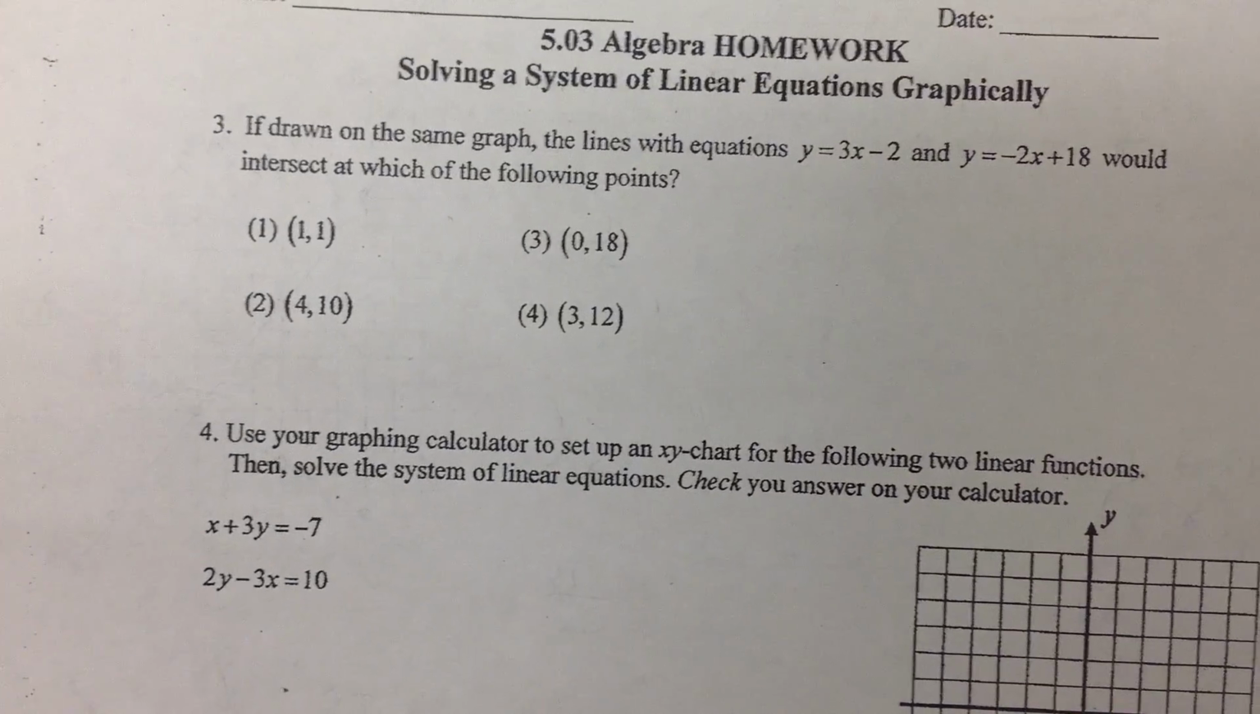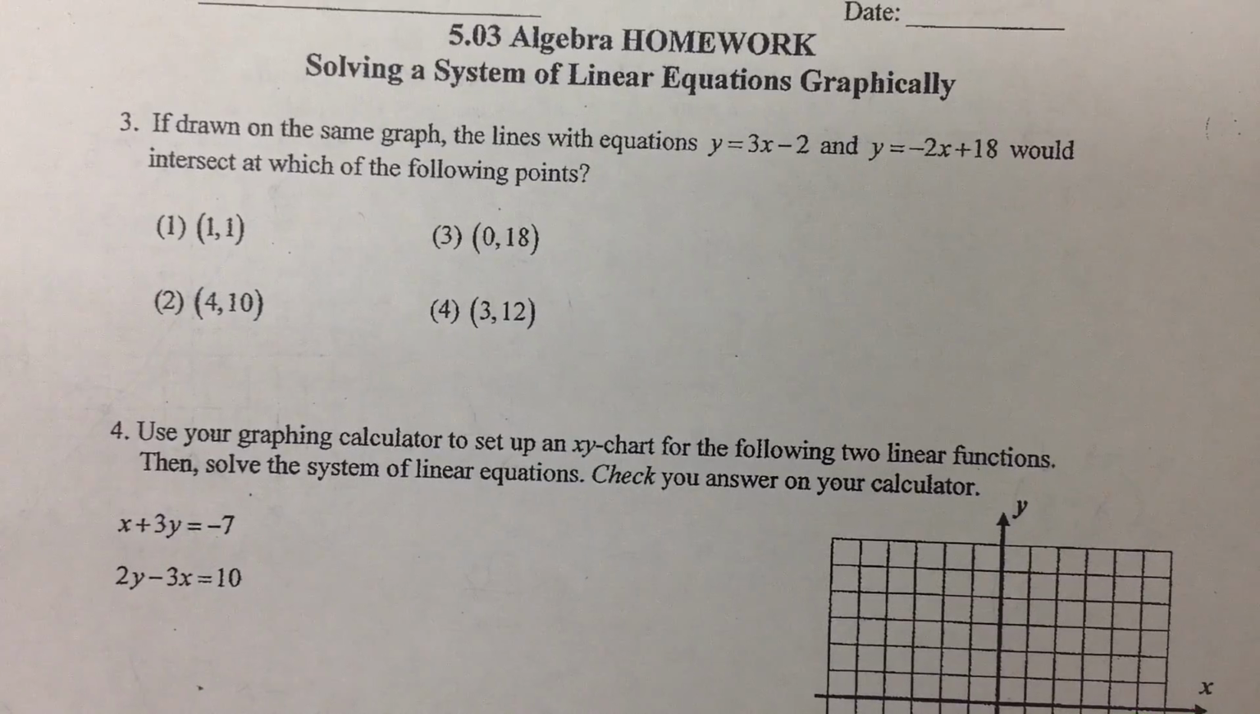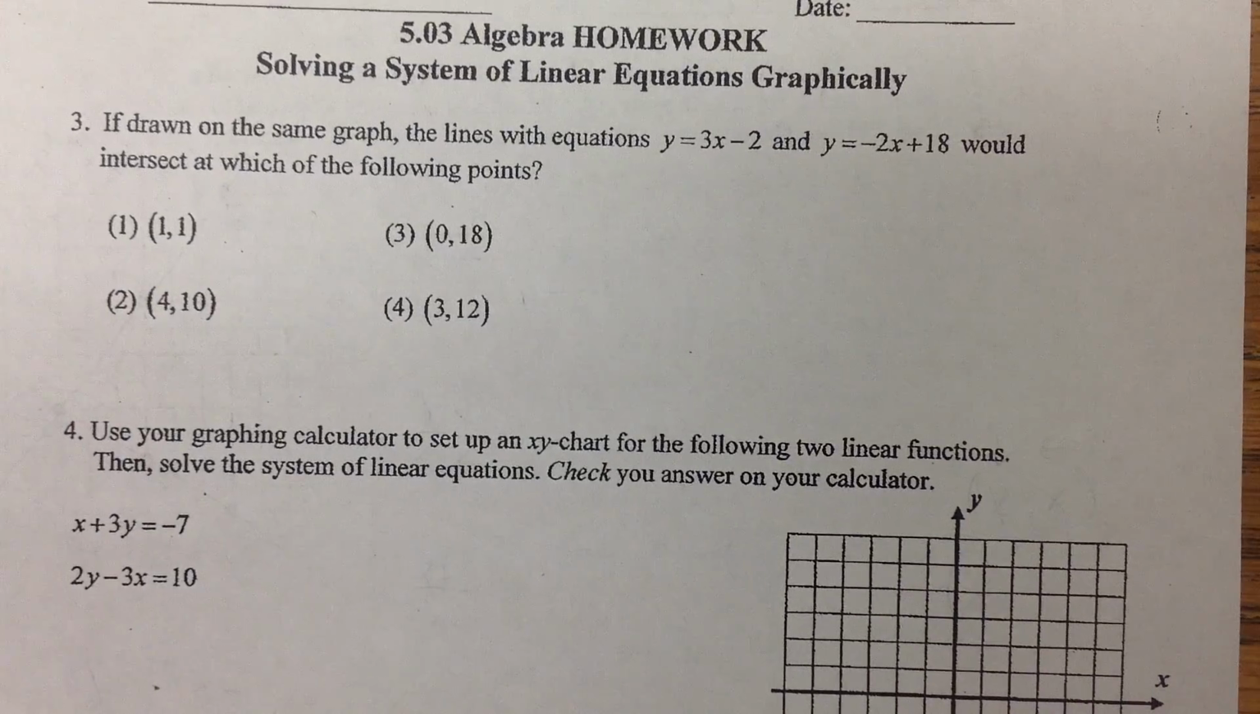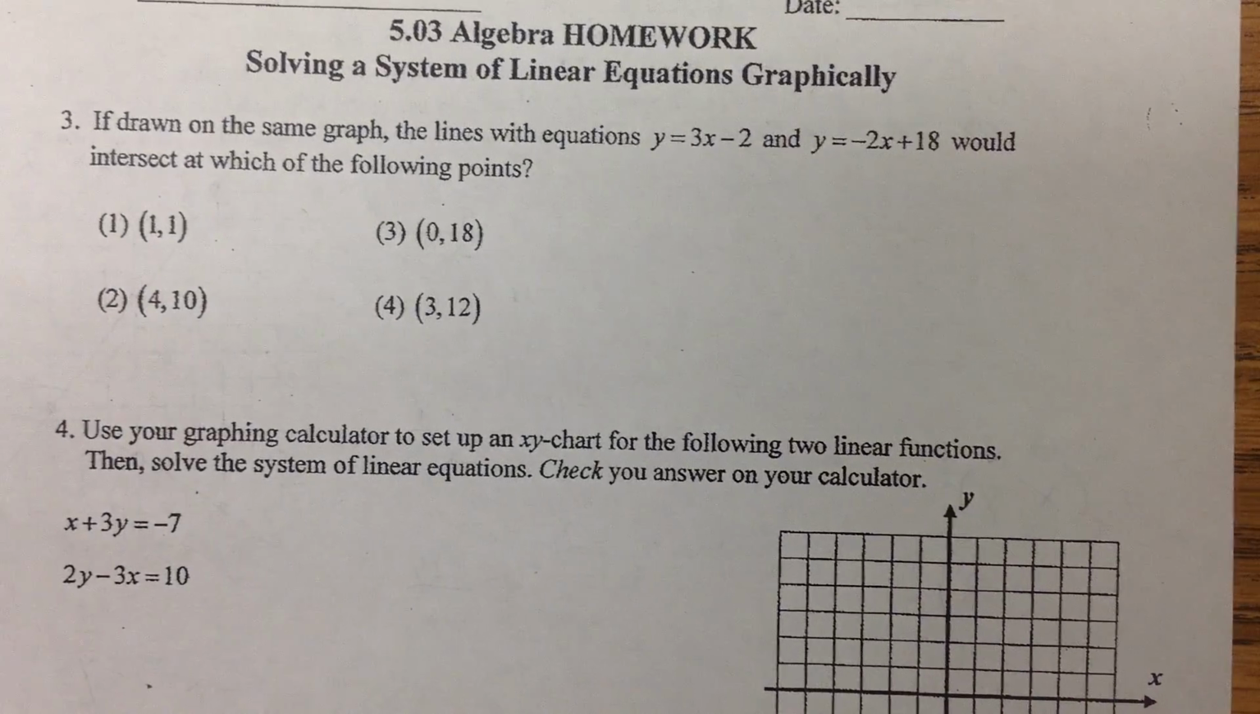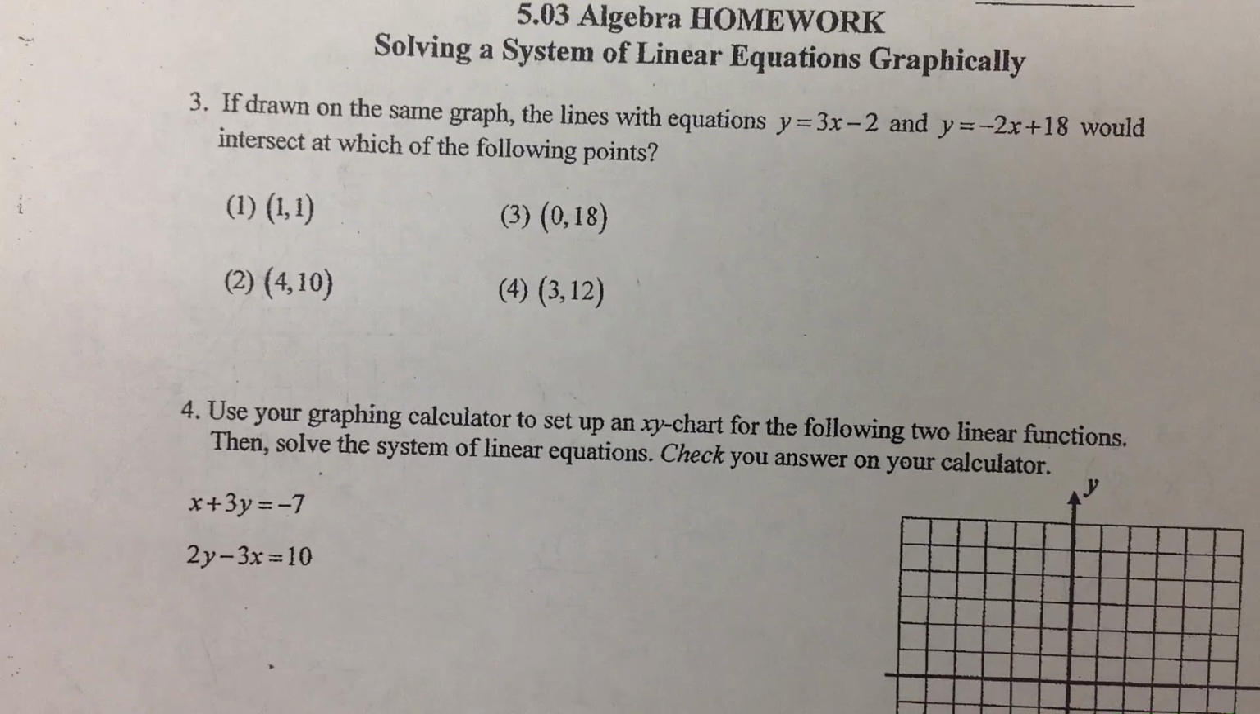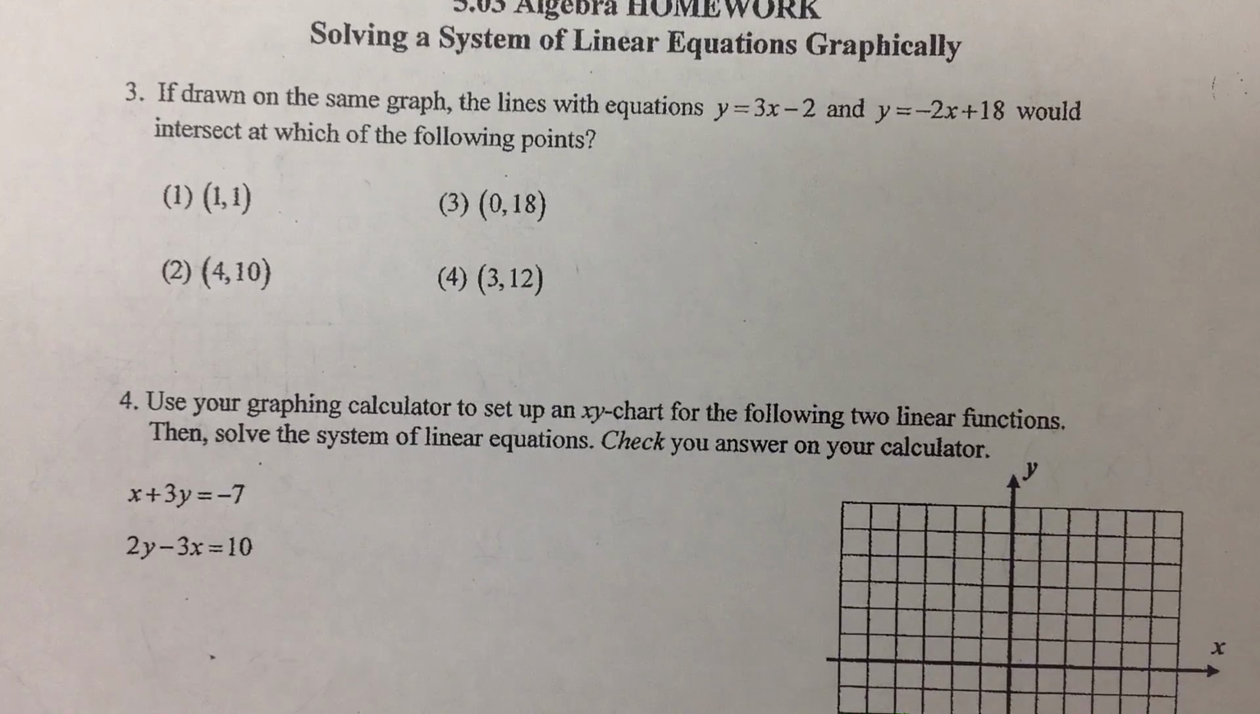If drawn on the same graph, the lines with the equation y equals 3x minus 2 and y equals negative 2x plus 18 would intersect at which of the following points? All right, so this is a great time to take advantage of our calculator.